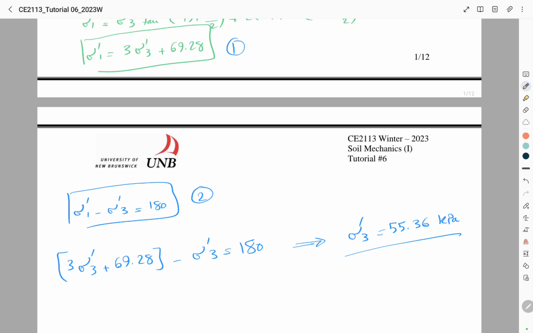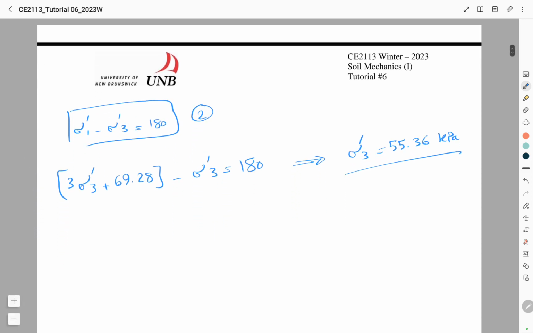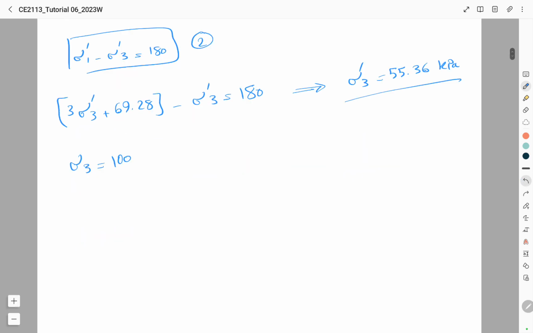So now that we have the value of sigma prime 3, and we already have the value of sigma 3, which was equal to 100, we can determine the value of u, which is equal to sigma 3 minus sigma prime 3, which is 100 minus 55.36, equal to 44.64 kilopascal.